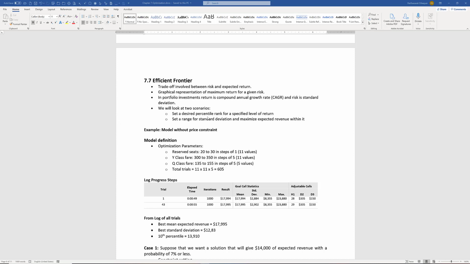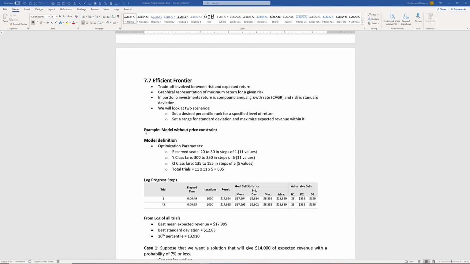So that's one. And then the second is we will set up a range for the standard deviation of return. Once again, that is a stand-in for risk. So given that range of standard deviation, what policy will give us the maximum expected return? So these two can be solved using this efficient frontier approach.